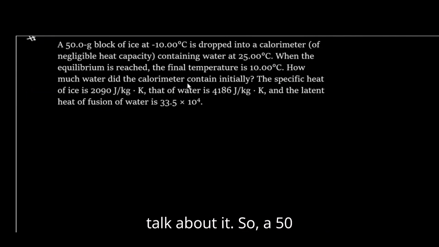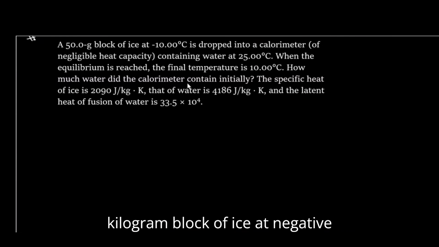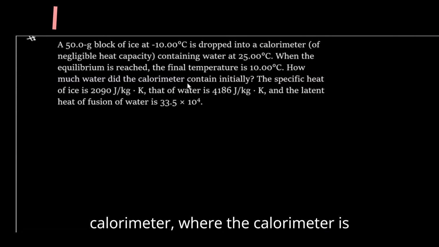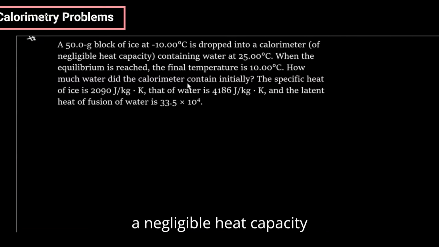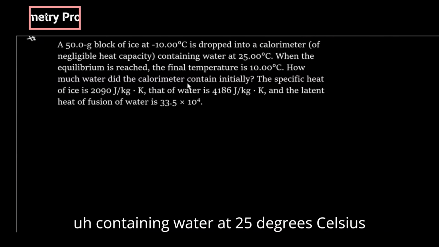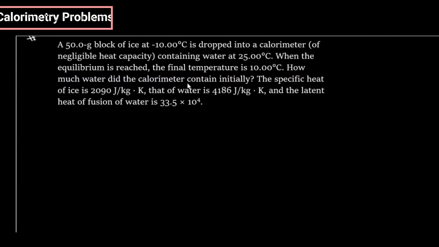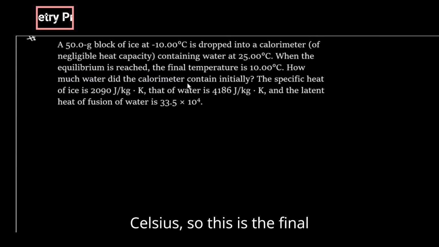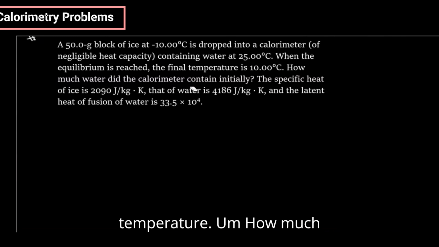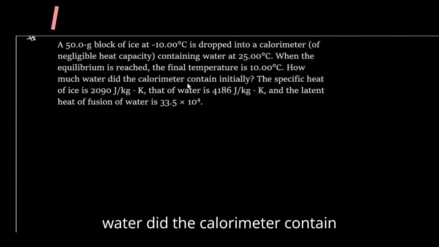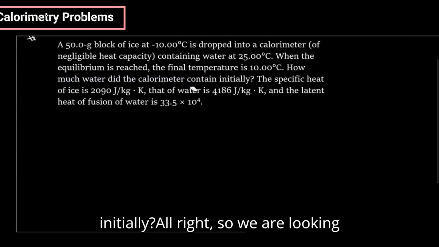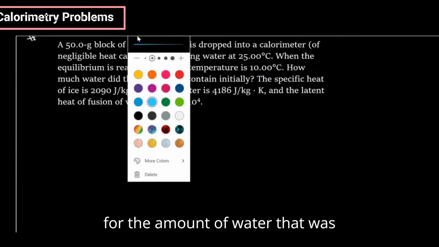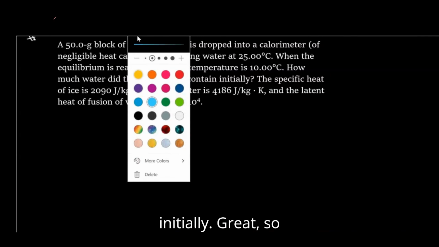So a 50 gram block of ice at negative 10 degrees Celsius is dropped into a calorimeter, where the calorimeter is of negligible heat capacity, containing water at 25 degrees Celsius. When the equilibrium is reached, the final temperature is now 10 degrees Celsius. So this is the final temperature. How much water did the calorimeter contain initially? All right, so we are looking for the amount of water that was there initially.